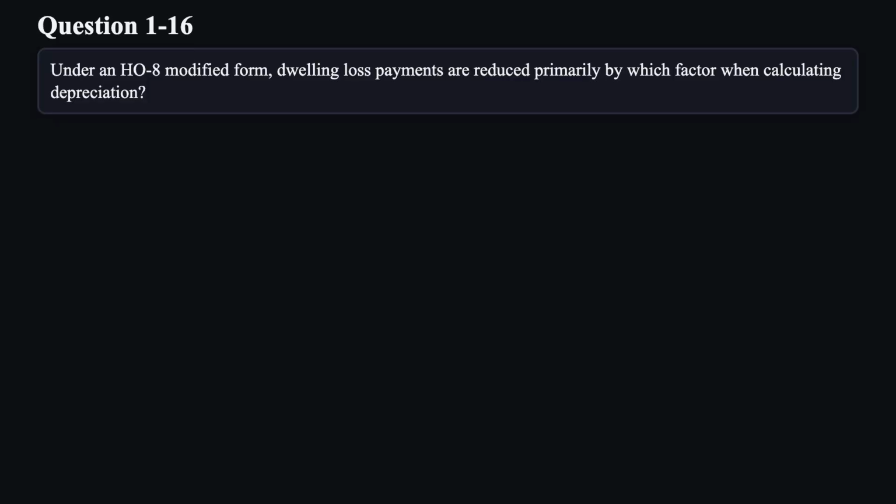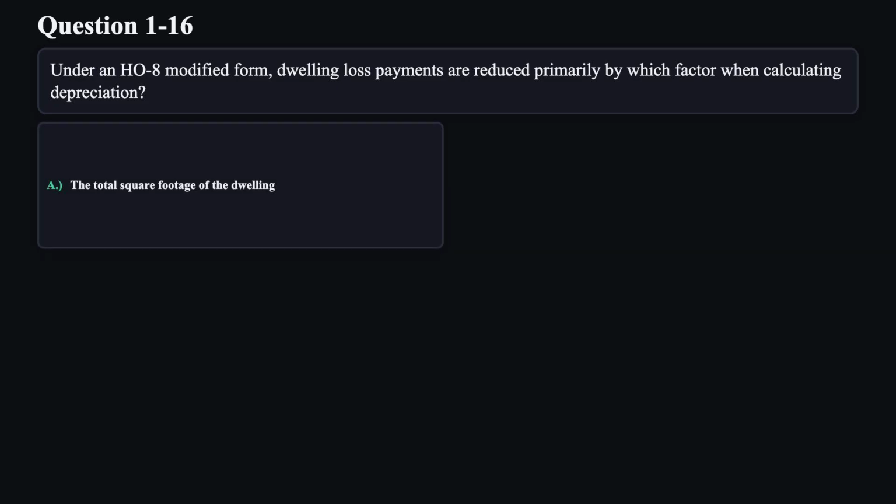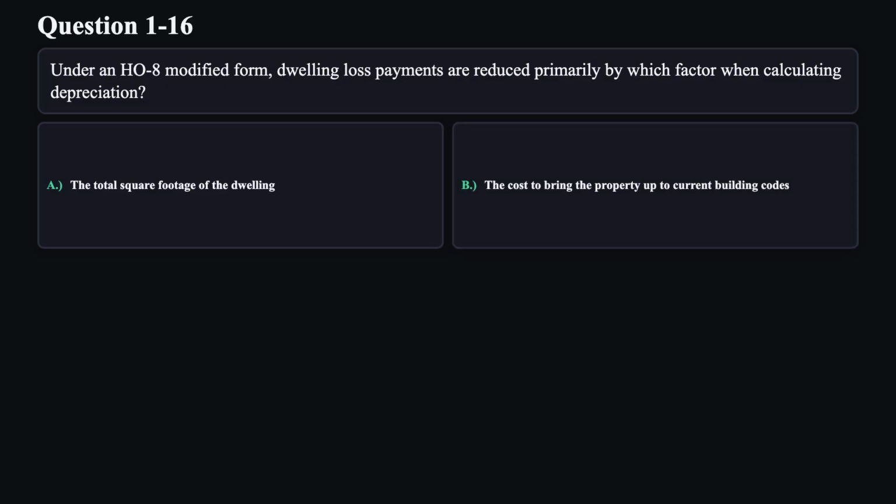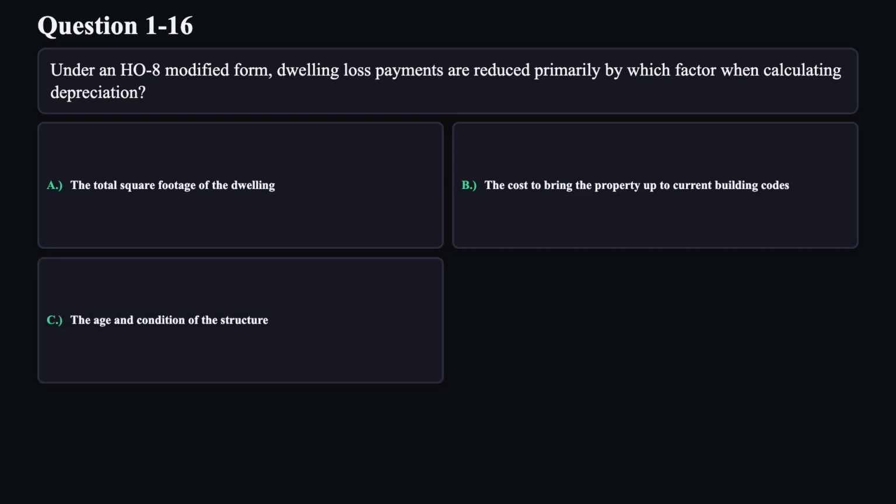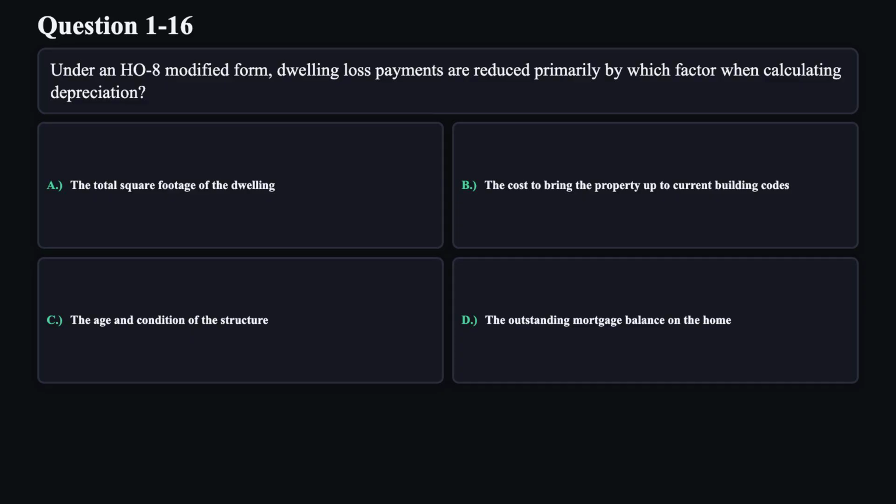Question 16. Under an HO8 modified form, dwelling loss payments are reduced primarily by which factor when calculating depreciation? A. The total square footage of the dwelling. B. The cost to bring the property up to current building codes. C. The age and condition of the structure. D. The outstanding mortgage balance on the home.